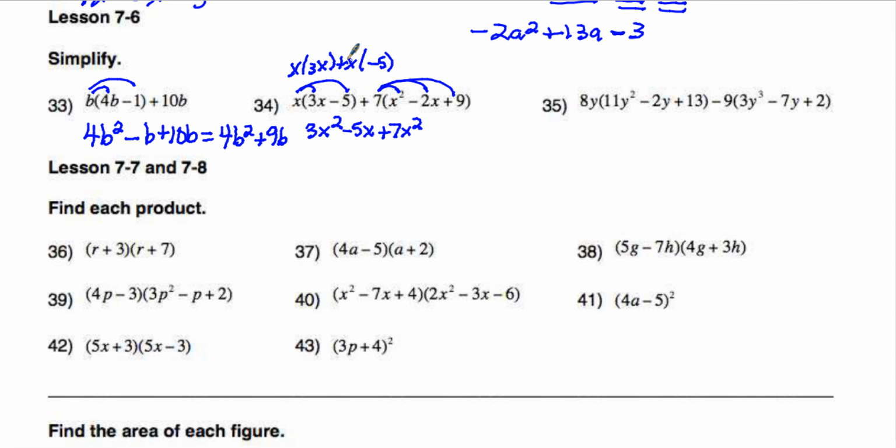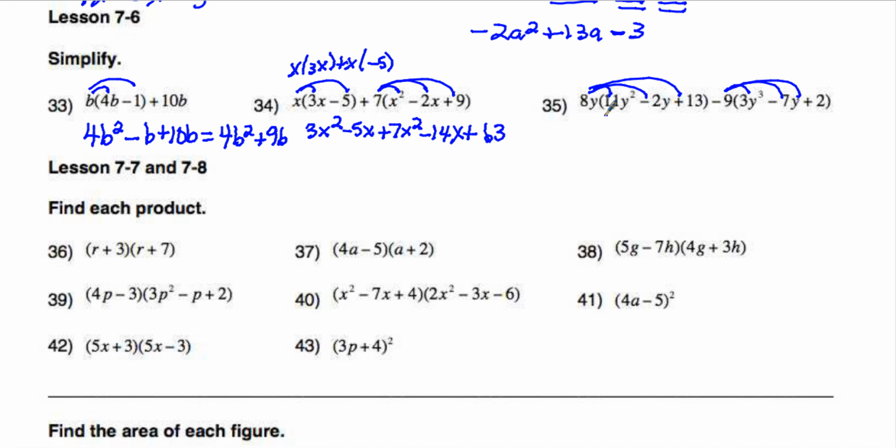Do you see how I'm just showing? And then figure out which each binomial is if you can't do this yet. So 7x squared, 7 times negative 2x, which is negative 14x, and 7 times 9, which is 63. Then this last one is just a little more involved because we are dealing with bigger exponents on my variables.